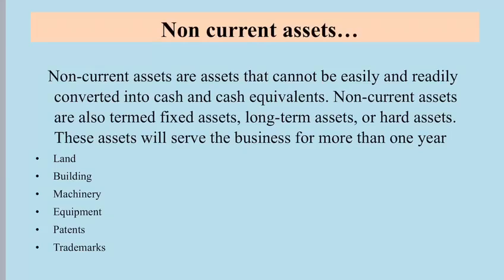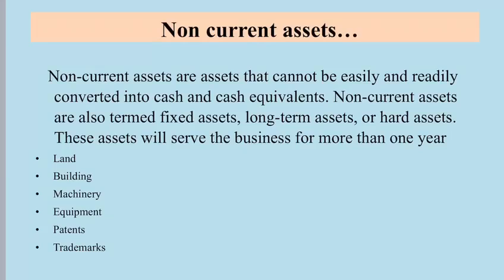These assets will serve the business for more than one period. So very simply, you need to understand only 3 points here: any asset which has a value and which will be used in an organization for more than 1 year will be termed a non-current asset, or simply a fixed asset, right?